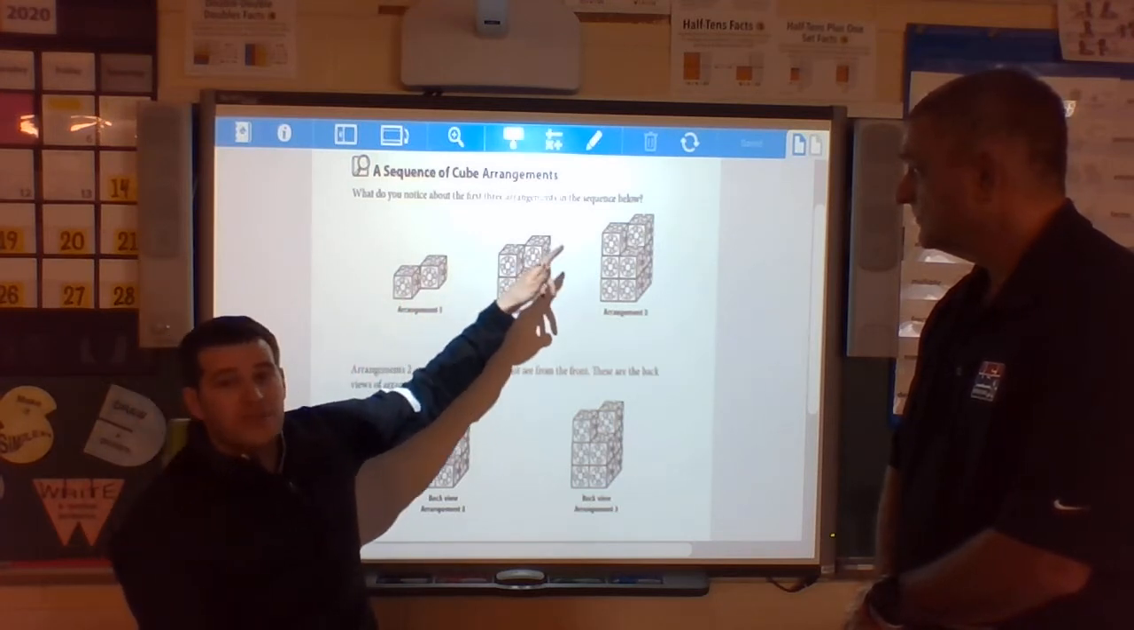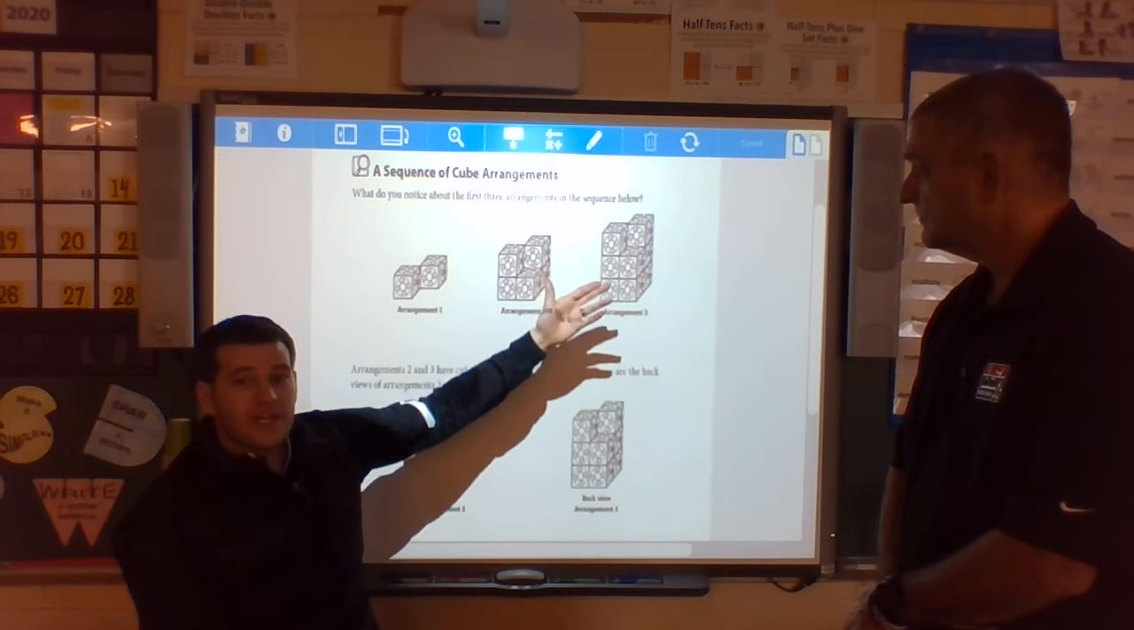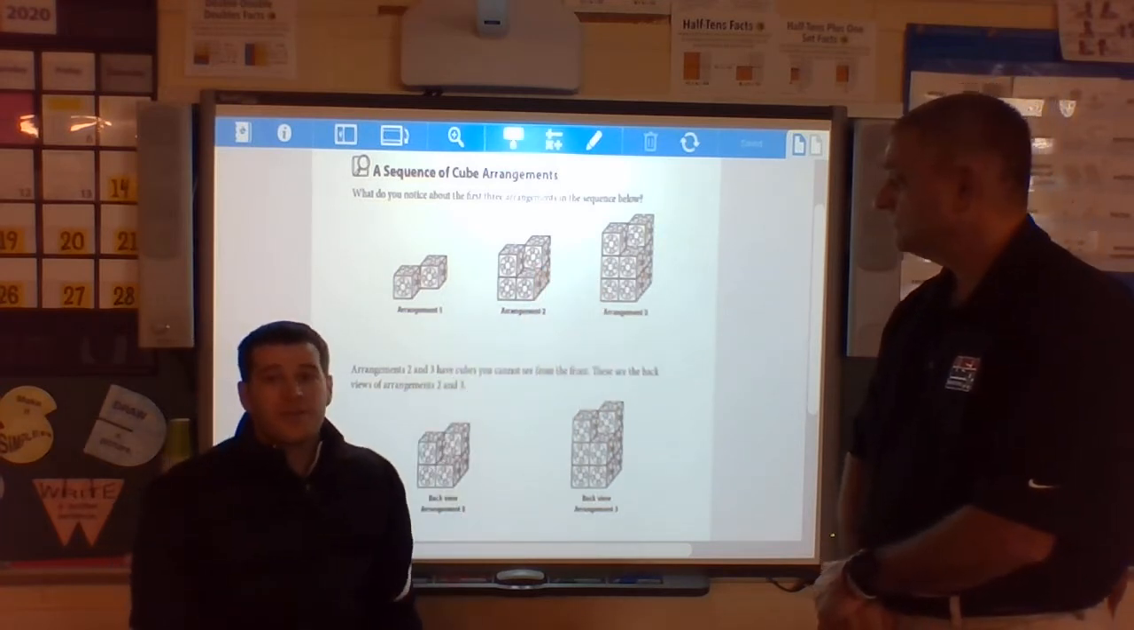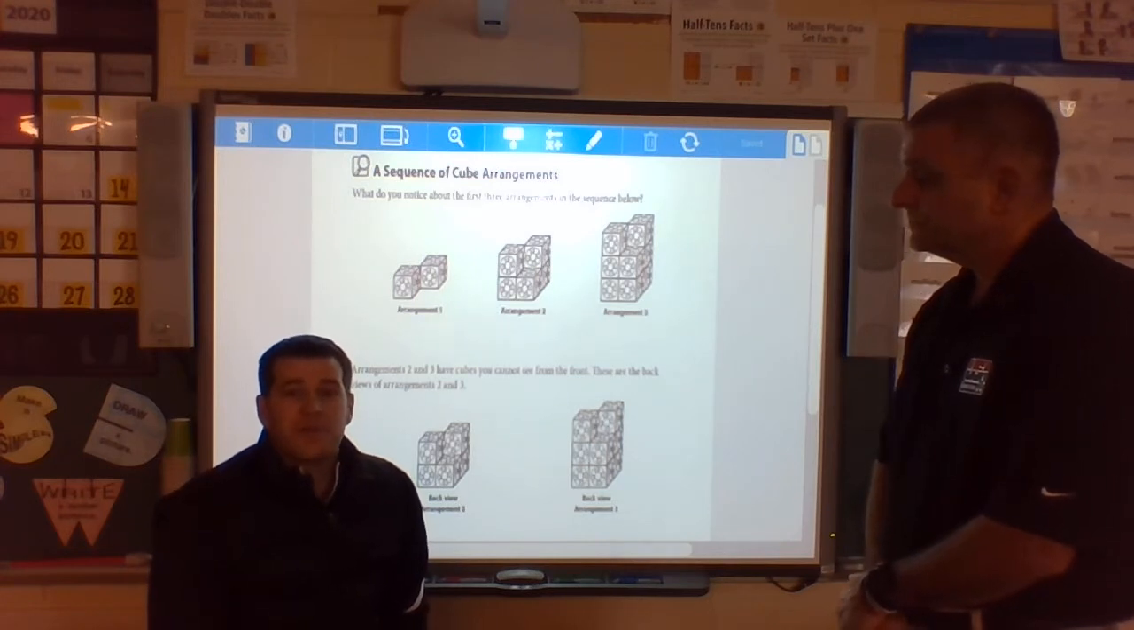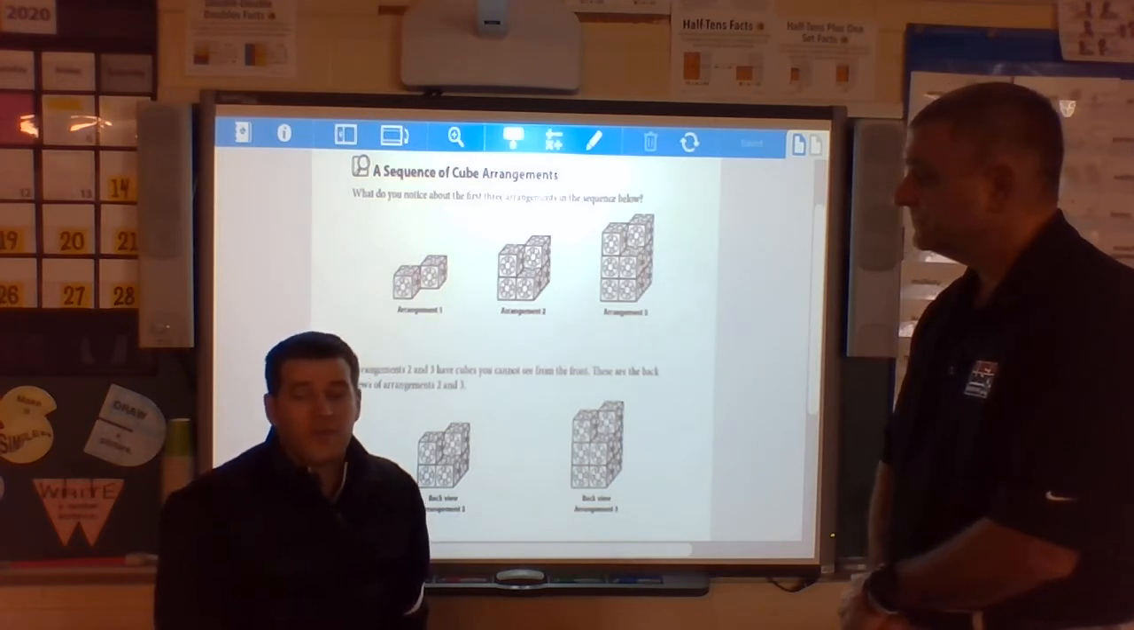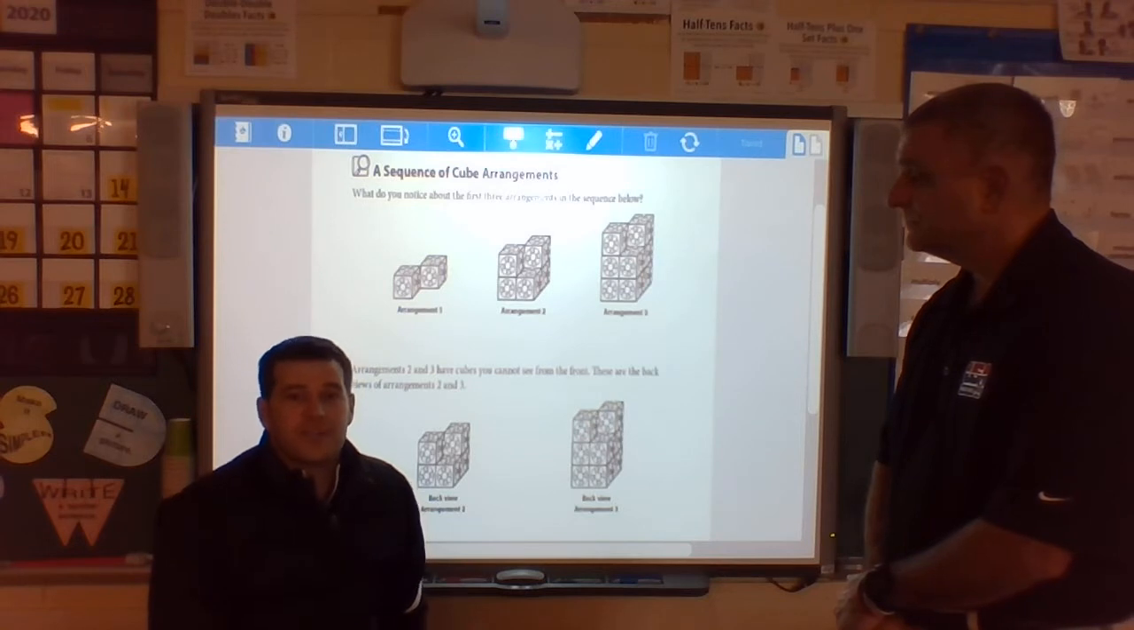Arrangement 2 has 2 different layers. 3 has 3 different layers. So what I want you to think about, and we'll push pause again here in just a second, is what are arrangement 4 and 5 going to look like? So go ahead and push pause.